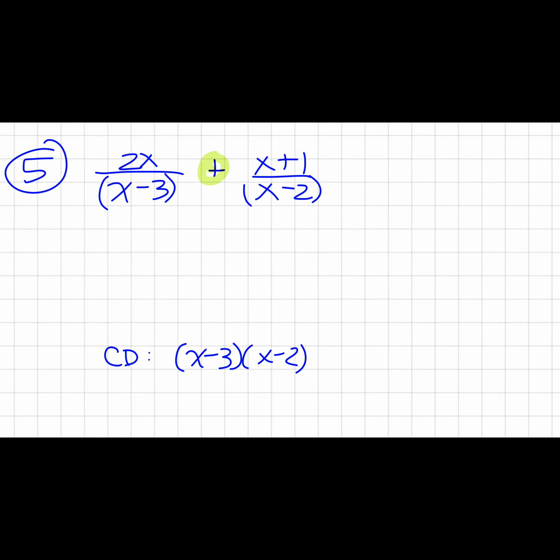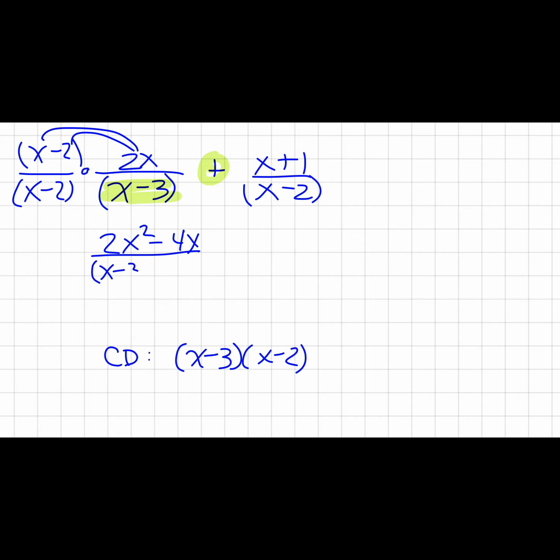And so now we need to multiply both of these fractions so that they actually have this denominator. If I'm looking at this first fraction, I have x minus 3. I want x minus 3 times x minus 2. So I know I need to multiply by x minus 2. So this ends up giving me, if I distribute, 2x squared minus 4x over x minus 3, x minus 2.